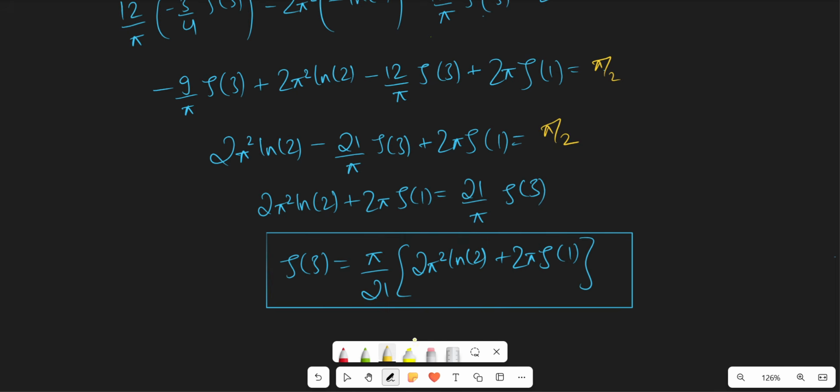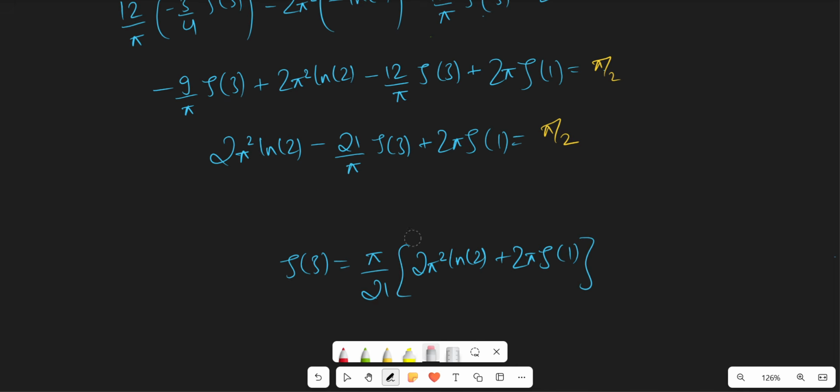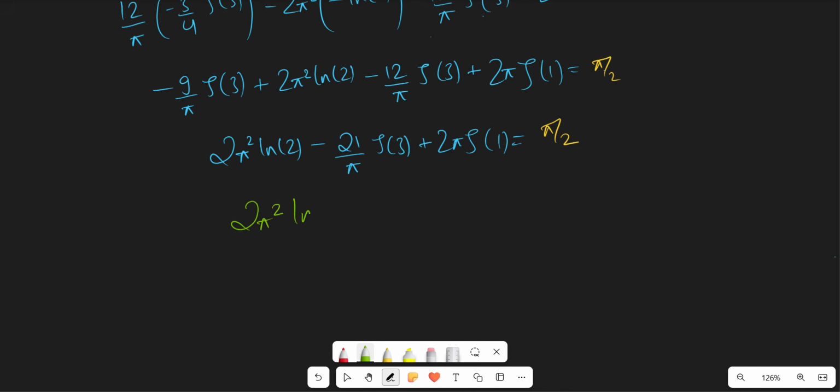So well, and before that, let me erase all this stuff because there are mistakes in this. So we are going to evaluate zeta of 3, right? So zeta of 3 is here. So I'm just going to write 2 pi squared ln 2. I'm going to explain the last steps to you. No, don't worry. 2 pi zeta of 1 minus pi over 2 is just 21 over pi zeta of 3, right?